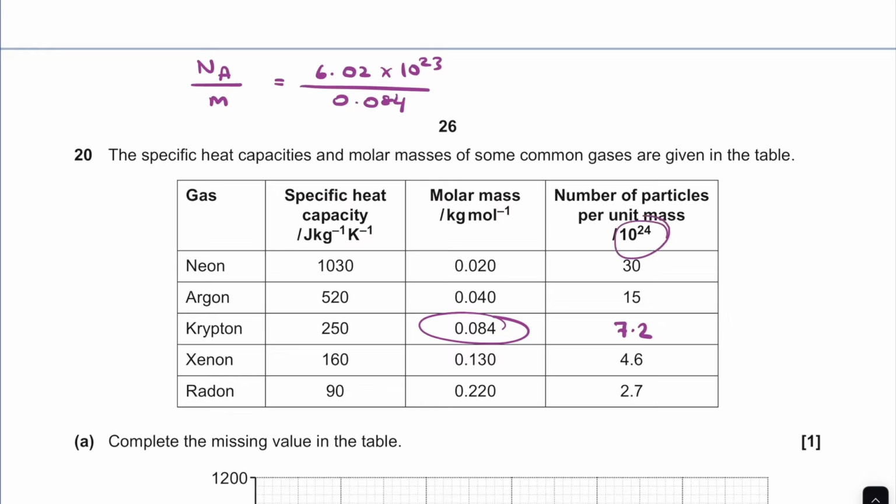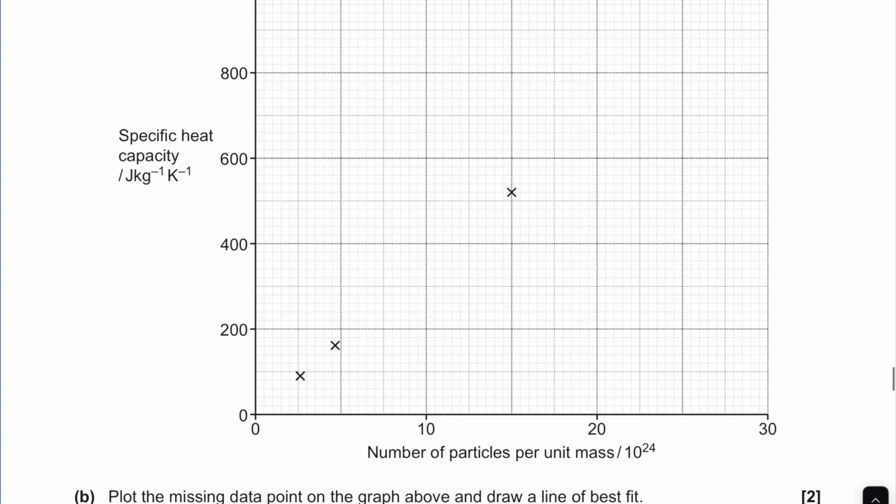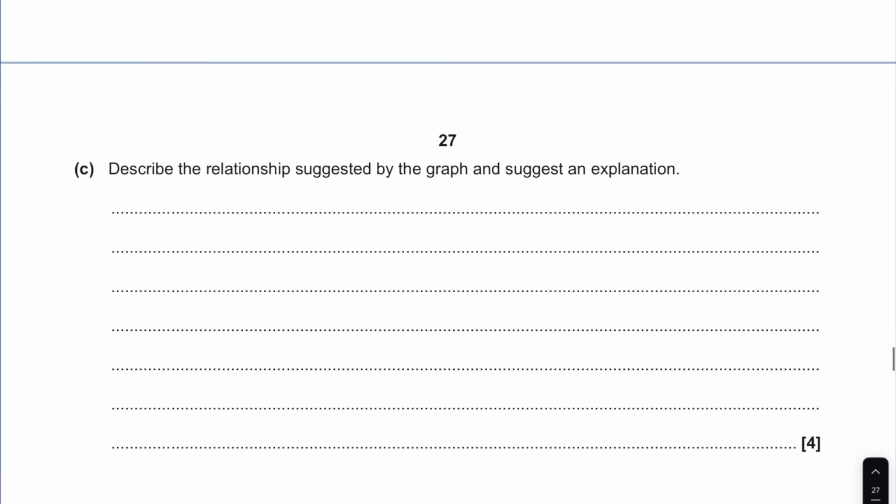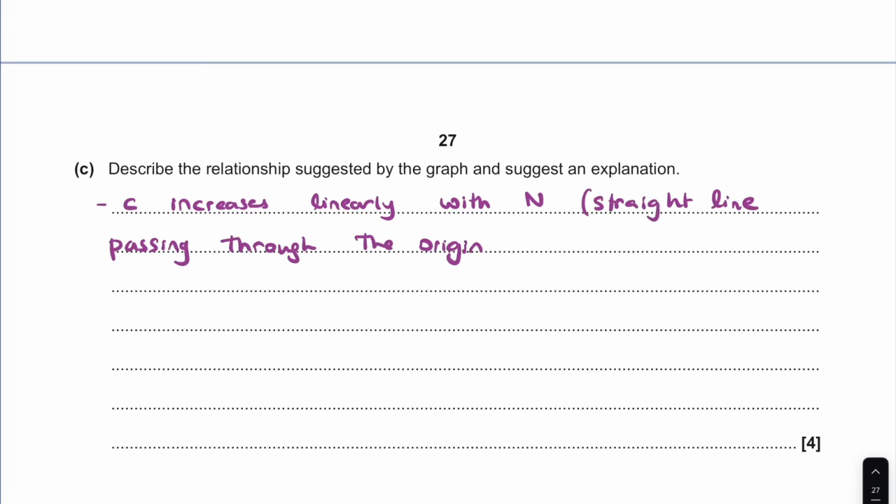Okay, so then we plot the missing data point and draw a line of best fit. There we are. For part C, we need to describe the relationship suggested by the graph and suggest an explanation. There is a linear relationship between specific heat capacity and the number of particles per unit mass. It's a straight line passing through the origin.